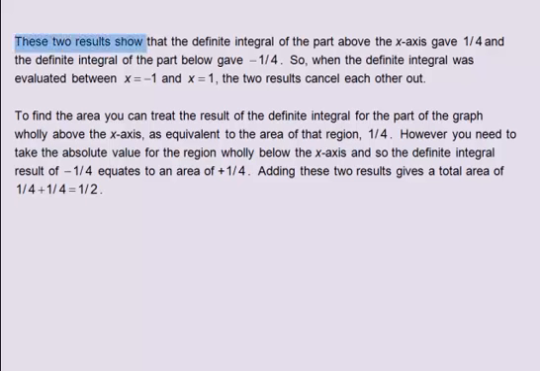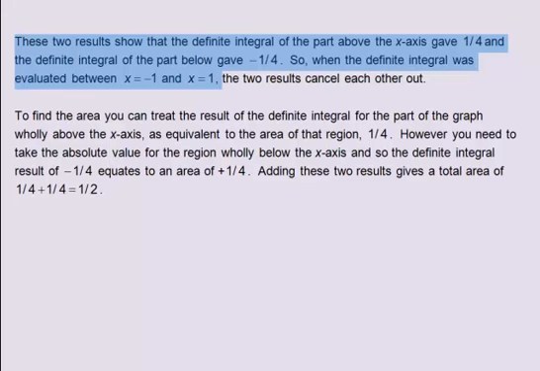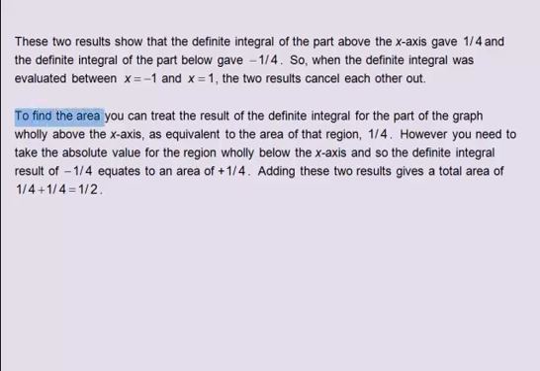These two results show that the definite integral of the part above the x-axis gave 1/4 and the definite integral of the part below gave minus 1/4. So, when the definite integral was evaluated between x equals minus 1 and x equals 1, the two results cancel each other out.